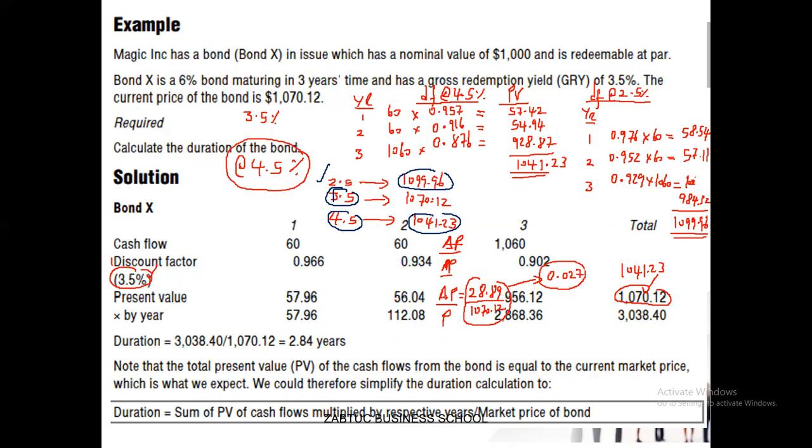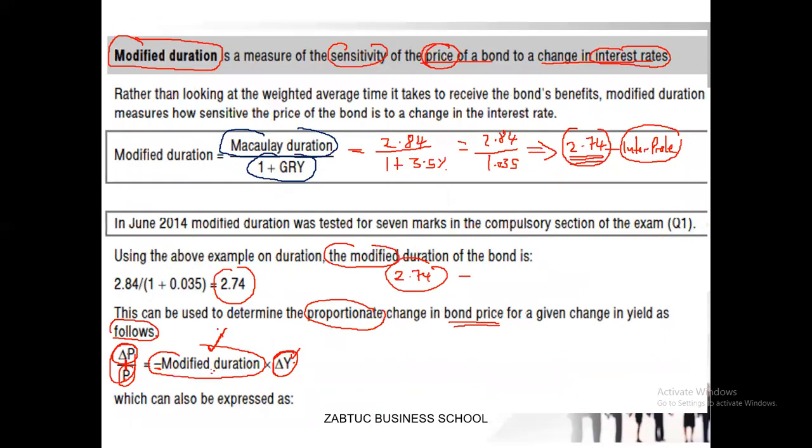Now, our equation says this can be found by doing what? Getting your modified duration. Now, what was the modified duration? The modified duration we calculated as 2.74. Multiply by the change in the interest. What was the change in the interest? Remember it was 3.5. We push it to 4.5. This is the 1% change, right? So you take modified duration, multiply by the 1%. What do you find?